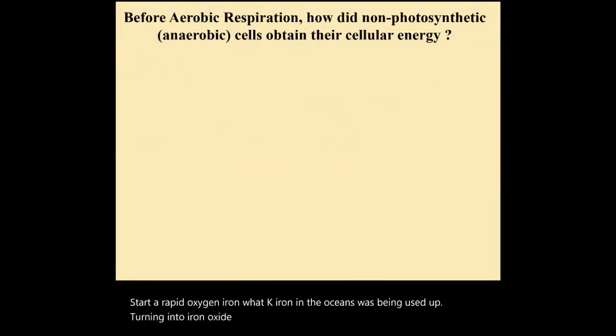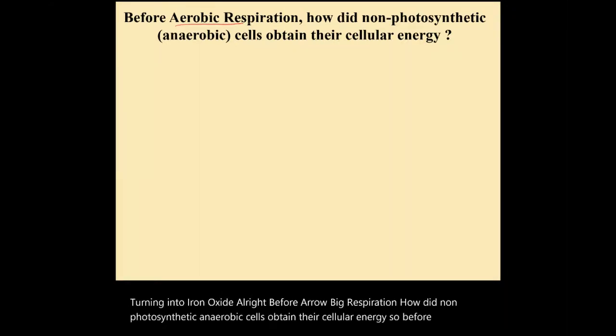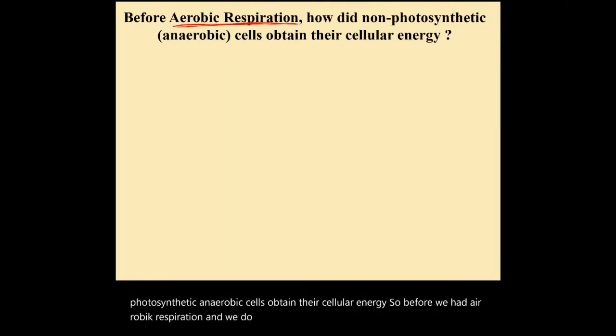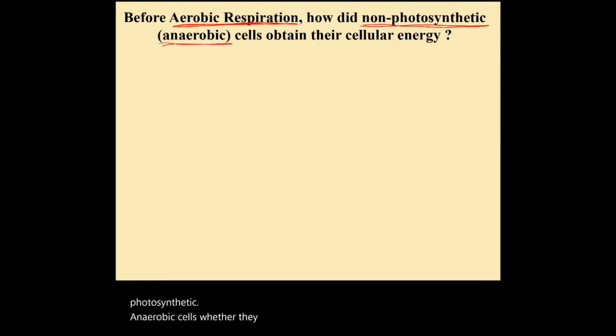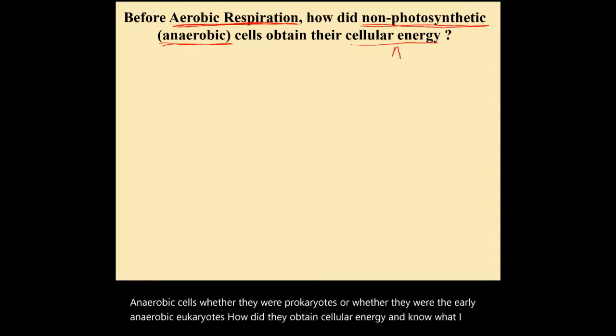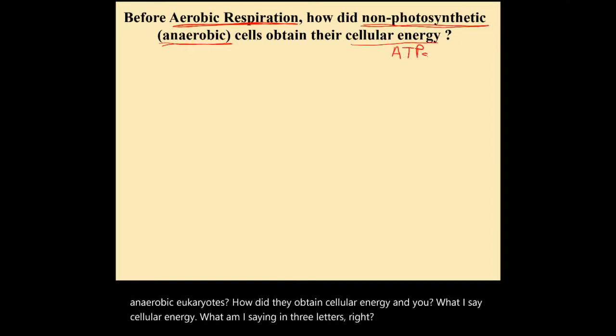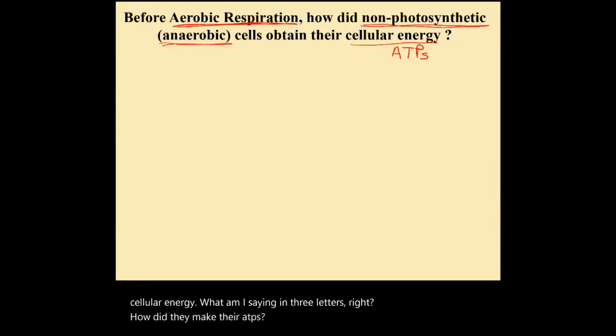All right, before aerobic respiration, how did non-photosynthetic anaerobic cells obtain their cellular energy? Before we had aerobic respiration, and we do understand what that is, how did non-photosynthetic anaerobic cells, whether they were prokaryotes or the early anaerobic eukaryotes, obtain cellular energy? And when I say cellular energy, what am I saying? Three letters. How did they make their ATP? Before there was aerobic respiration, how did they make it? What process were they using?